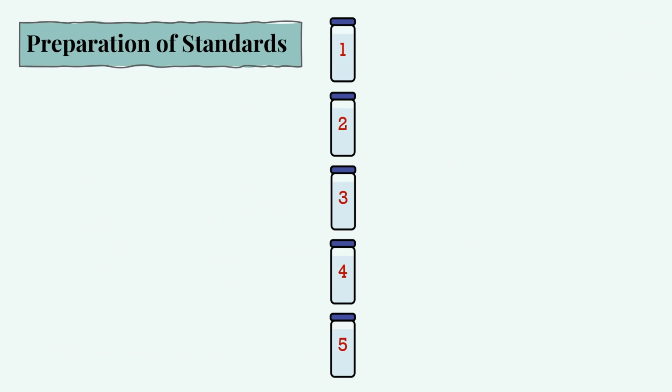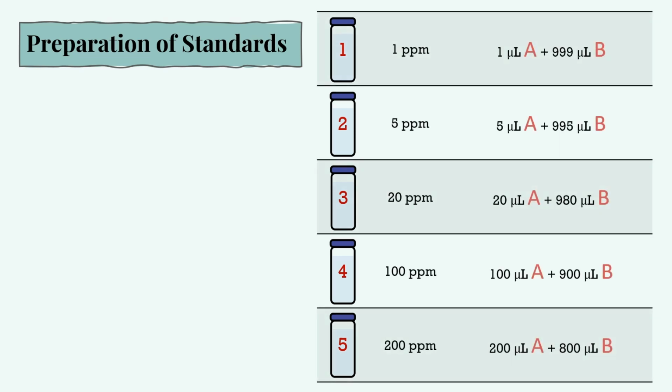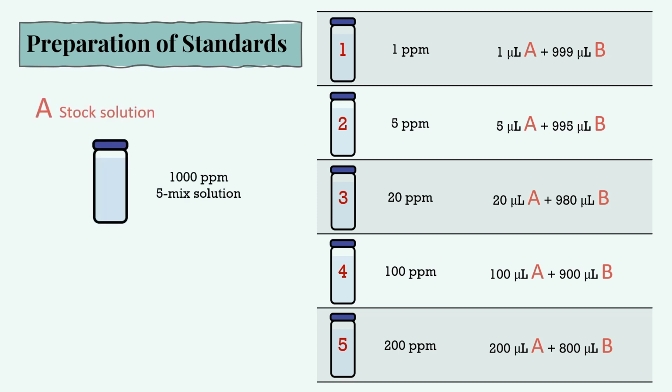Standard samples of known concentrations are used to generate a calibration curve. In this demonstration, the samples used have concentrations ranging from 1 ppm to 200 ppm. They were prepared by extracting a portion of the stock solution and diluting it with the solvent as described in the table on the right.